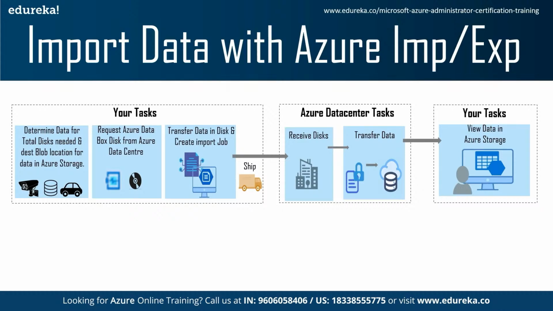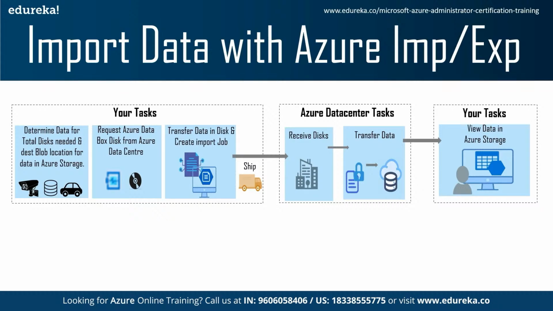You have to complete the following steps: determine the data to be imported, the number of drives you need, and also the destination blob location for your data in Azure storage. The second step is to request an Azure Data Box disk from the Azure data center. Use the WA import export tool to copy data to disk drives. Encrypt the disk drives with BitLocker, or you can prepare the disk by yourself.